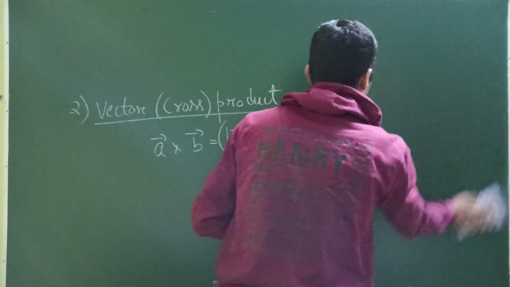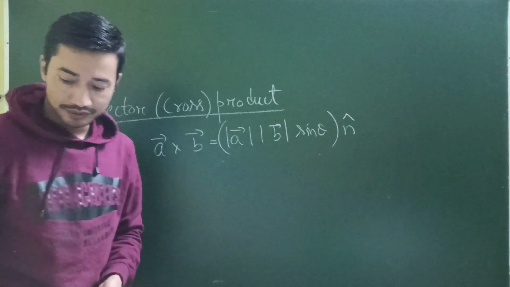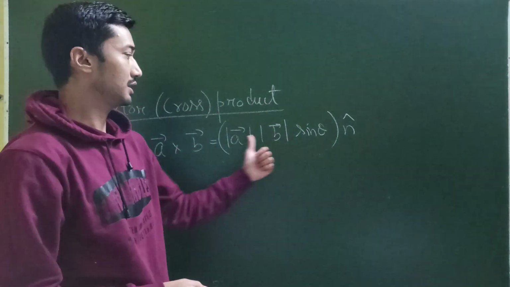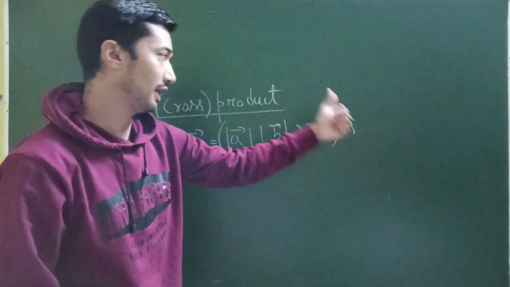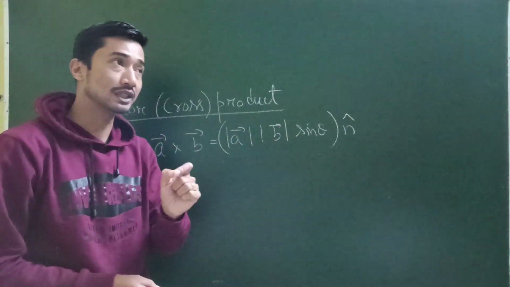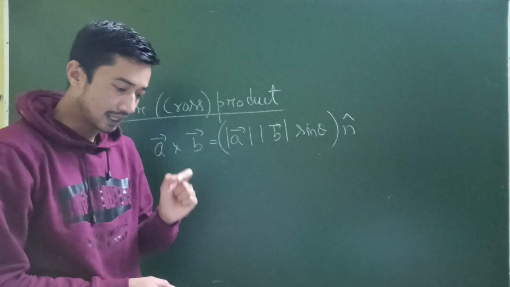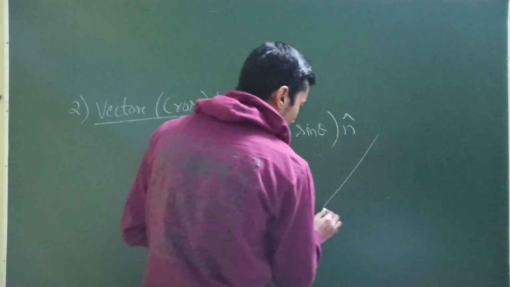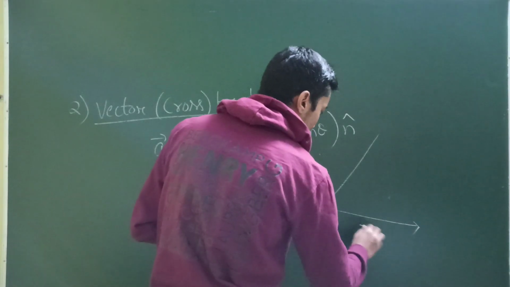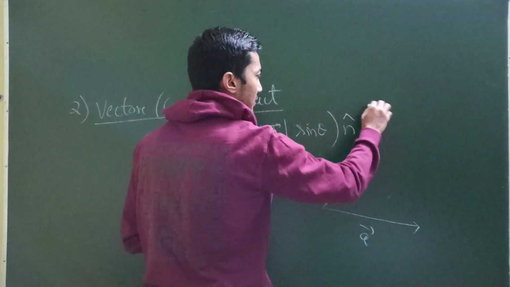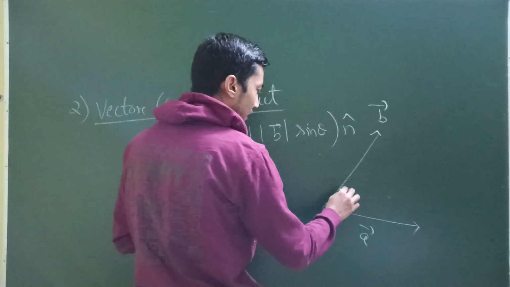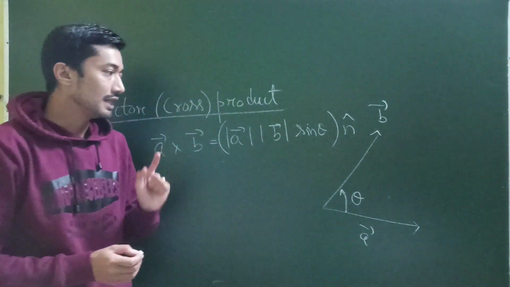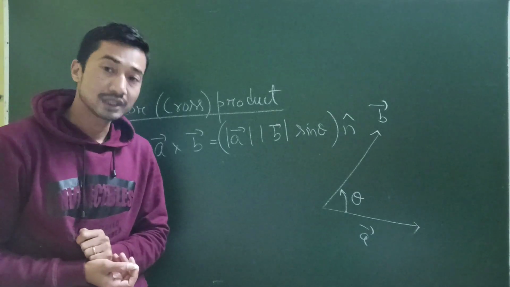Now see, the vector cross product of two vectors is equal to magnitude of A, magnitude of B, sine theta into n cap, where n cap is a unit vector perpendicular to both vector A and vector B. That is, if we have two vectors, let's say this is our vector A and this is our vector B, and they are making an angle theta. So their cross product is as given here. What will be the direction of our resultant vector, this n cap?